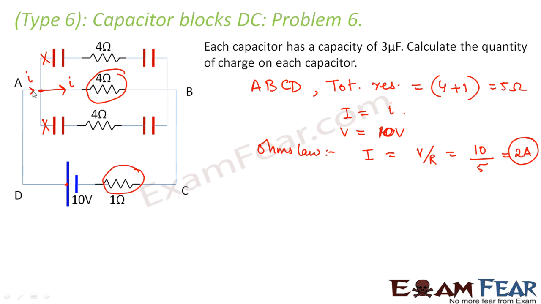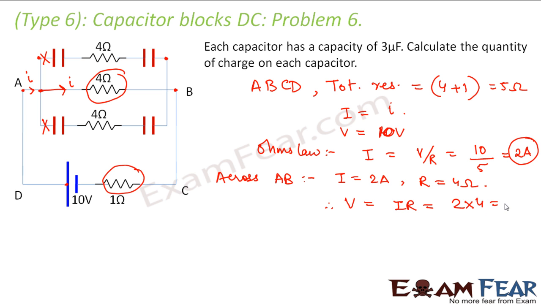Okay, so 2 ampere is the current across AB, right? Now we have to calculate the potential difference across AB, because we want to know the potential difference across these capacitors also. So across AB, what is the current flowing? That is 2 ampere. And what is the resistance? That is 4 ohms. Therefore, the potential difference V will be equal to I into R, that is 2 into 4, which is equal to 8 volts. So this is the potential difference across AB.